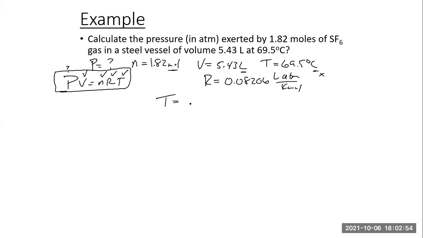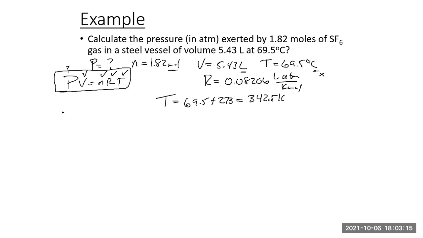So the temperature of 69.5 plus 273, I believe, gets us 342.5 Kelvin. And now we do have the temperature and the units that we need.